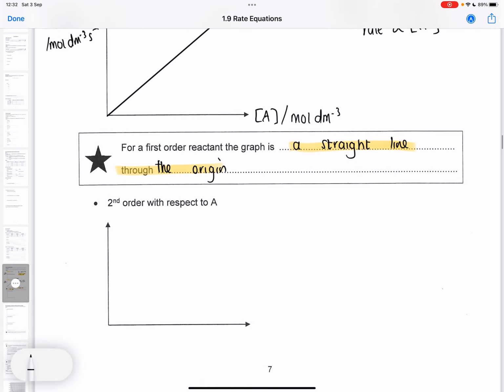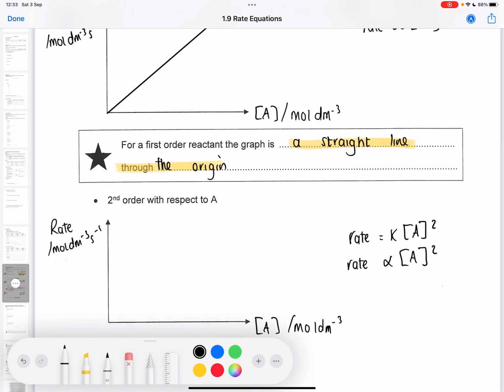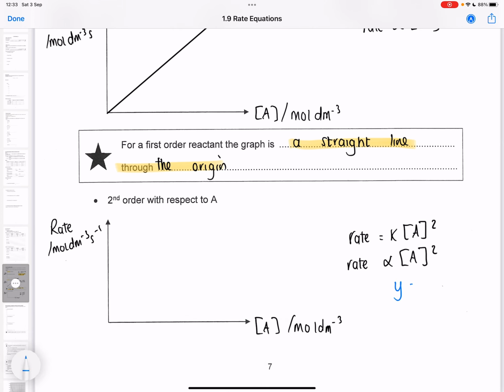And then finally, if our reaction was second order, so rate, again, changing concentration per unit time, against concentration, then we're looking at an equation that goes rate equals something like k[A]^2. So we're saying that rate is going to be proportional to [A] squared. So if you think back to GCSE, we're looking for a y equals x squared shaped curve, and that is a parabola.